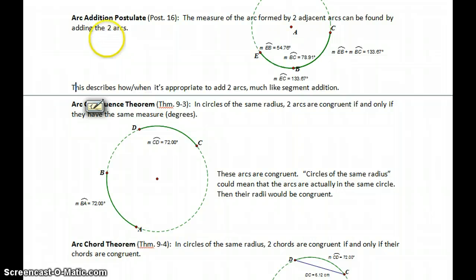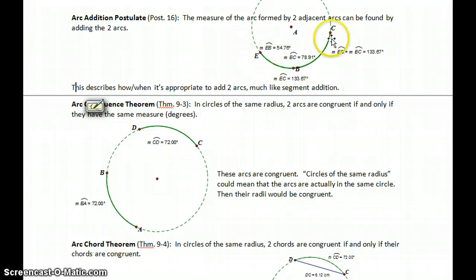Okay, so back to arc measure. Setting up this whole system of how to measure and label arcs sets up a whole new system that's as rich and as full as when we were talking about measuring angles or measuring segments. And so we have to set up things like, well, when is it okay to add them? Well, just like segments, it's okay to add them when 2 of them are attached at a common point.